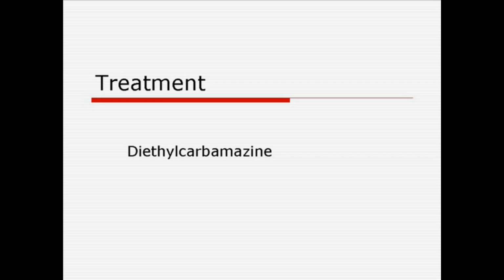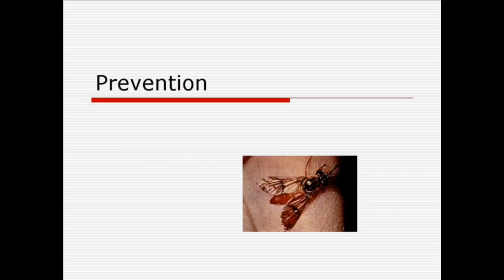Treatment: the disease is treated with the drug diethylcarbamazine, and when appropriate, surgical methods may be employed to remove adult worms from the conjunctiva. Prevention and control: there are no vaccines available to prevent becoming infected with Loa loa. Diethylcarbamazine, taken once a week, is effective at preventing loiasis in long-term travelers to affected areas.